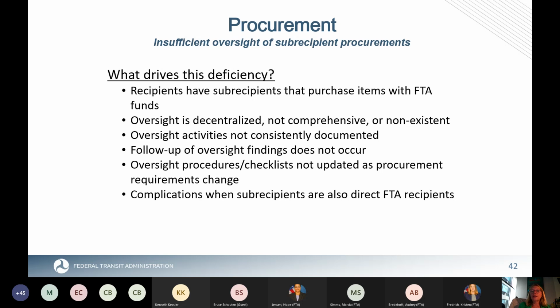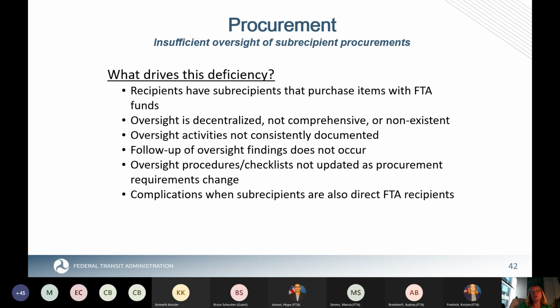Another, next to the last driver, is that the oversight procedures or checklist are not updated as procurement requirements change. And so looking at the master agreement every year, grabbing a copy of the triennial review and or the procurement system review every year to see if there are any new changes in the procurement area in particular that you may want to look to your oversight procedures and update is an area I think that could help.